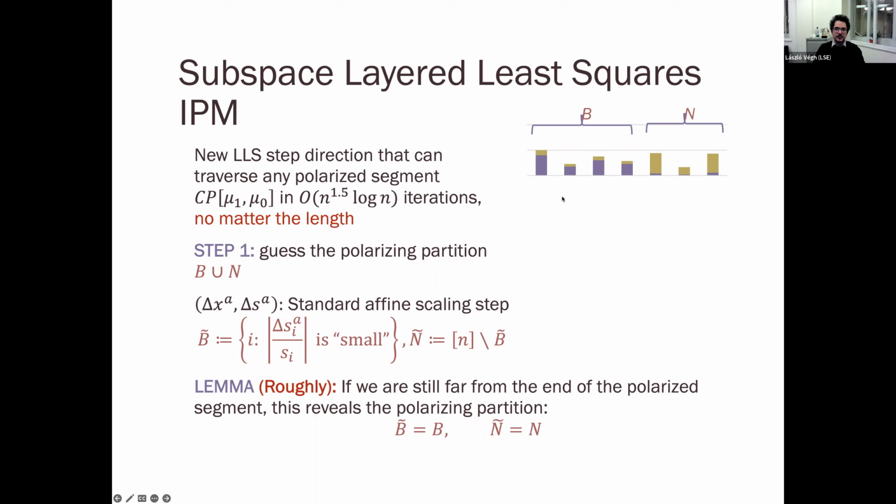And for this, we first guess this partition, which basically we just look at what the standard affine scaling step in interior point methods would do, and whichever slack variables it would want to decrease by too much will be in B, the rest will be in N. What one can show is that if it's a very long polarized segment, then if we compute this standard direction at the beginning, it will tell us this partition. So that's actually already a very good starting point.